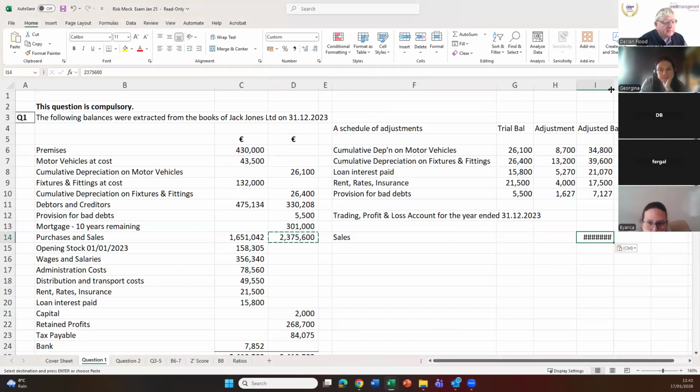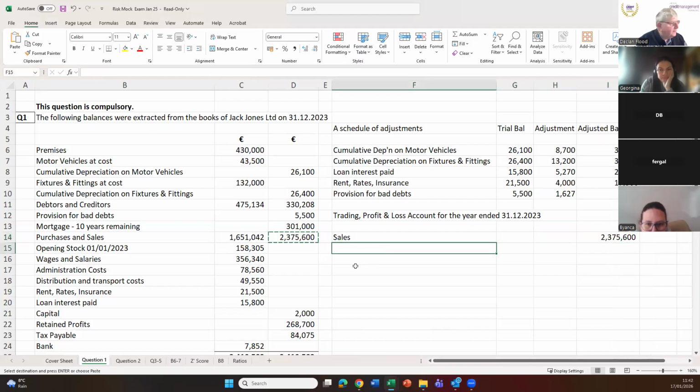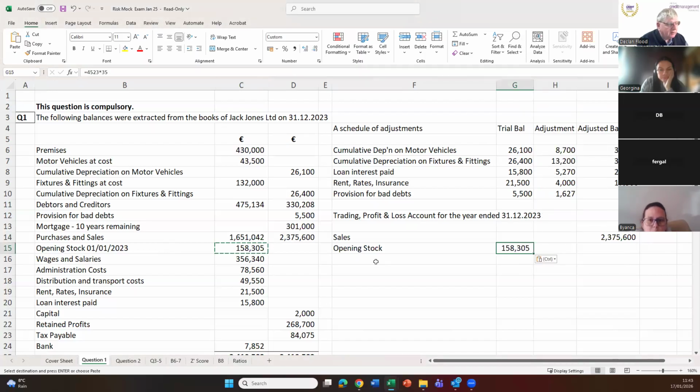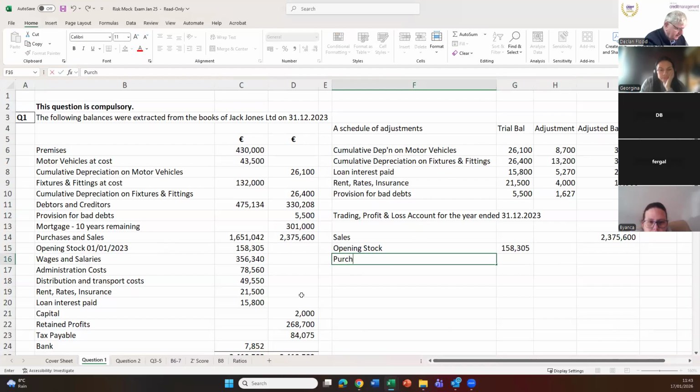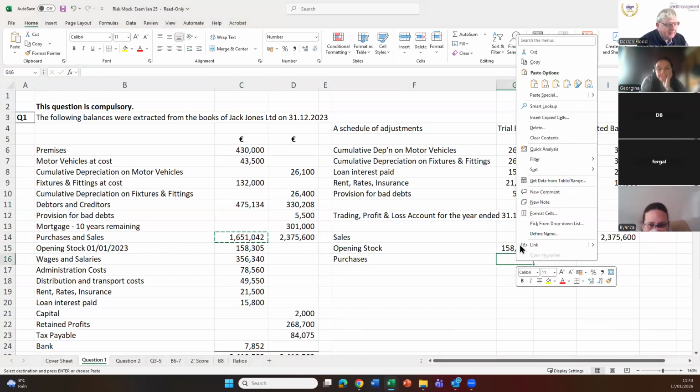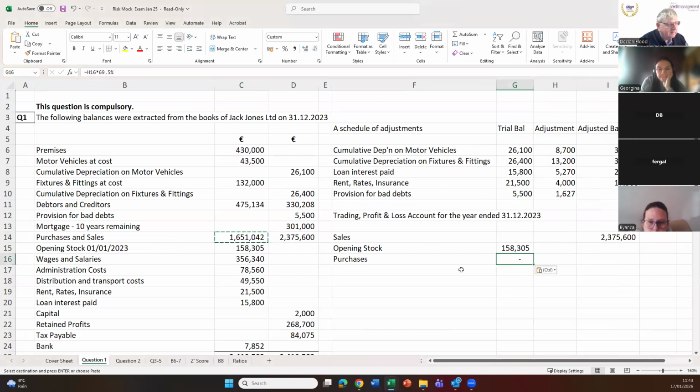Then what do we do next? We put in our opening stock. Our opening stock, it tells you, is 158,305. So you can put that wherever there. Our purchases is 162. So I'm literally just copying these figures and popping them in here. What do I have to do now?